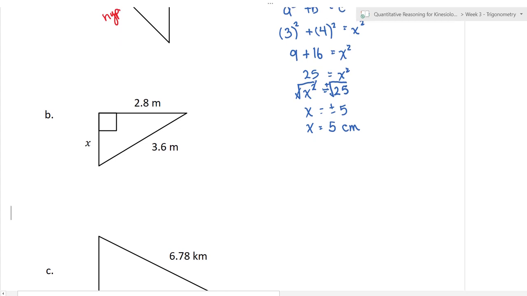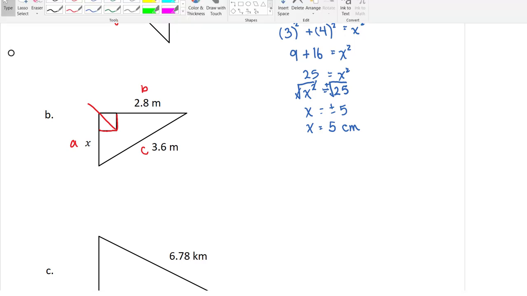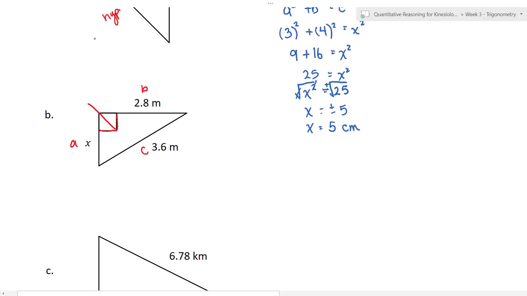So for part B, we have to label our sides to begin with. So we're going to say our C is this longest side of the right angled triangle. We can imagine that this is an arrow pointing to that longest side. So this is our C, our hypotenuse. And then A and B, it doesn't matter which one is which. So I'm going to say this is our A and this is our B. Okay, but you could switch them around. It doesn't really make a difference.